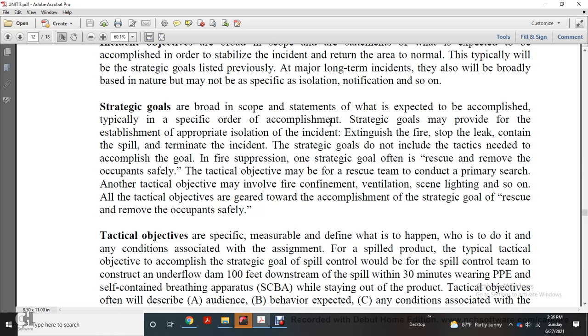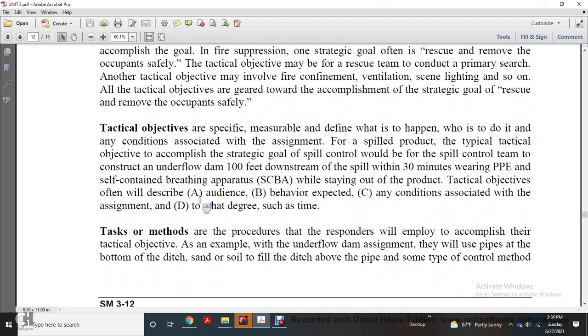Strategic goals do not include the tactics needed to accomplish the goal, such as fire suppression. One strategic goal is to rescue and remove the occupants safely. A tactical objective may be the rescue of a team conducted for the primary reason. Tactical objectives may include fire containment, ventilation, scene lighting, and so on. The tactical objective works toward the accomplishment of the strategic goal: rescue and remove the occupants safely. Tactical objectives are specifically managed for what happens and what to do with the conditions associated with the assignment.